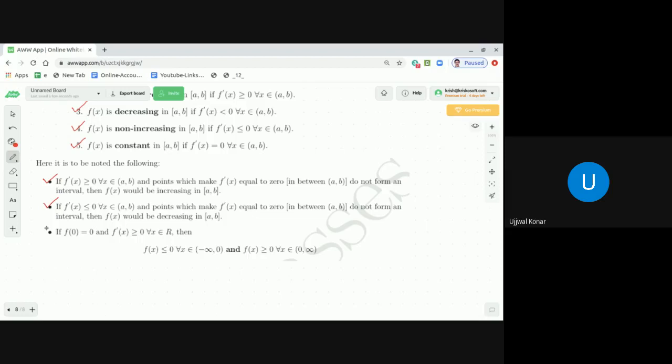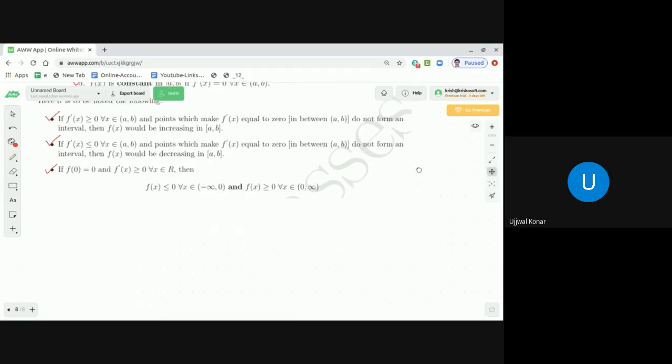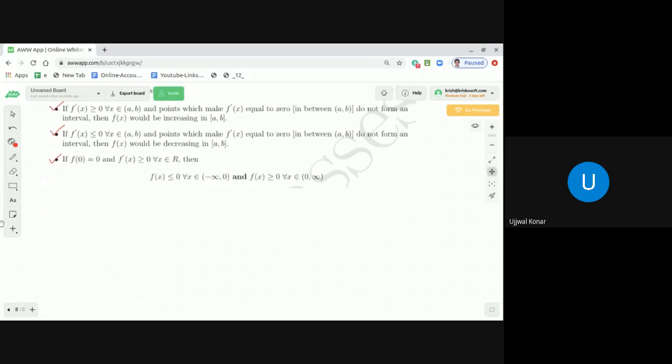If f(0) equals 0 and f'(x) is greater than or equal to 0 for all x belonging to R, then we can say, dear students, f(x) is less than or equal to 0 for all x from minus infinity to 0, and f(x) is greater than or equal to 0 for all x from 0 to infinity. So this is one conclusion we can make. In the same line, there are some other statements which I am going to make here.